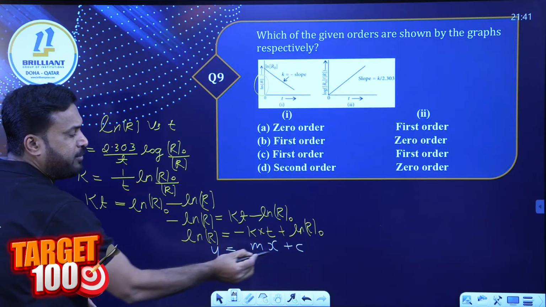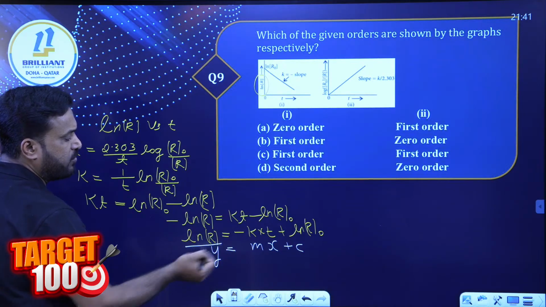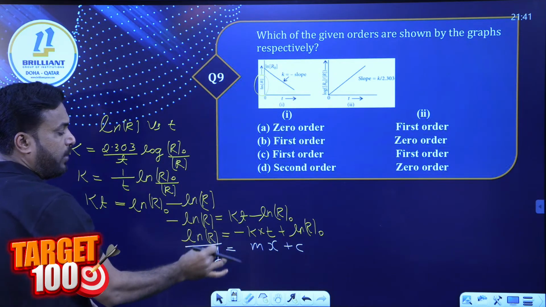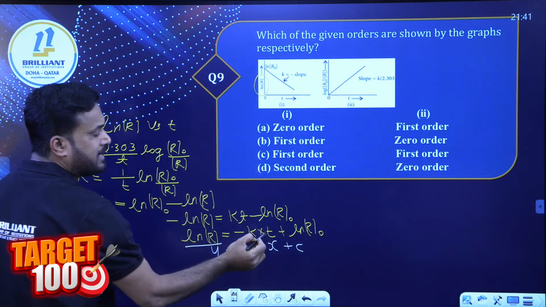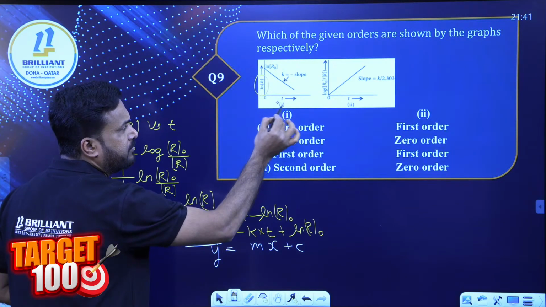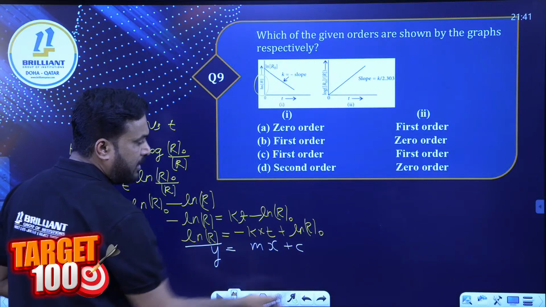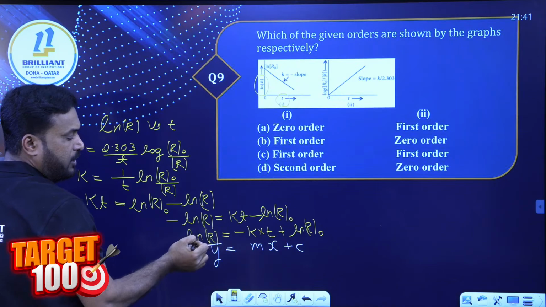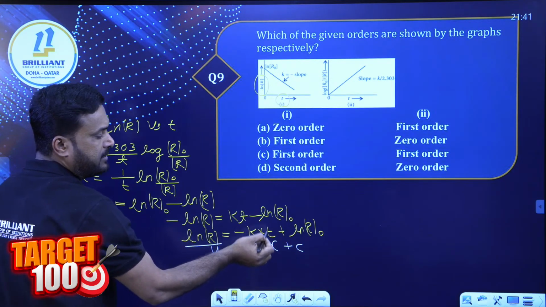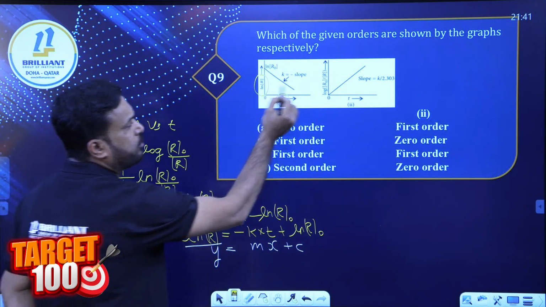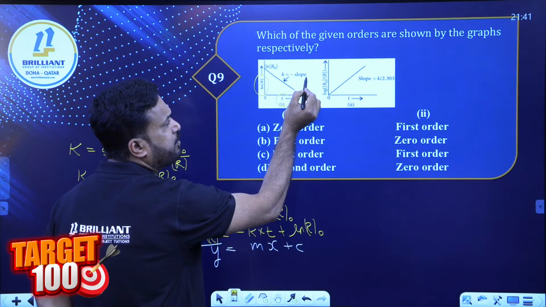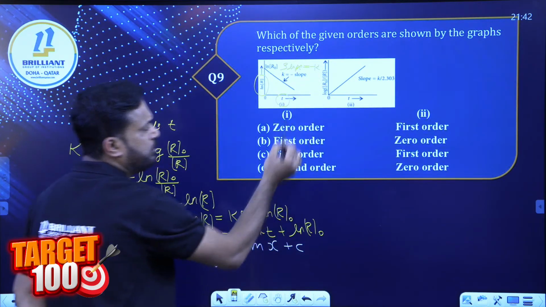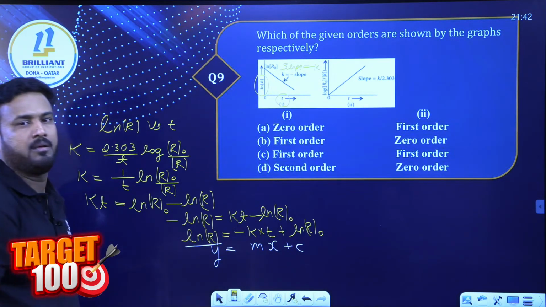Now, y equal to mx plus c means, what we are taking on the y-axis is log concentration of r. That is the same over here. See, on the y-axis we have log concentration of r. On the x-axis what we took is t. Same, on the x-axis we have t. So if you are taking log r on the y-axis and t on the x-axis, slope is equal to minus k. That only they gave. k equal to minus slope means slope equal to minus k. Same only.